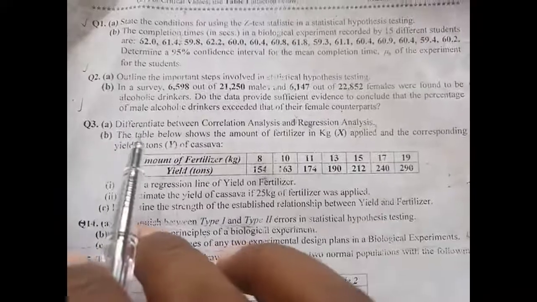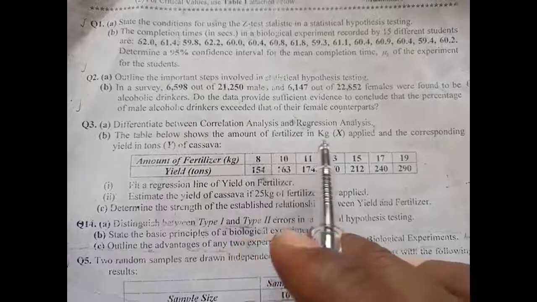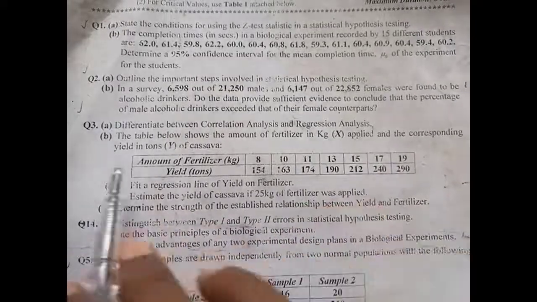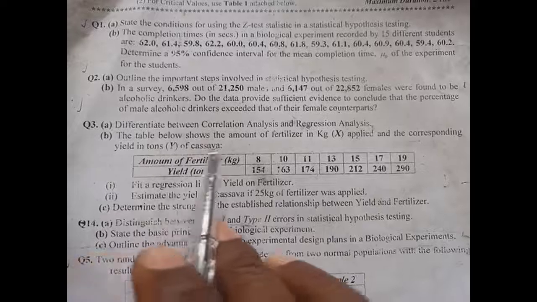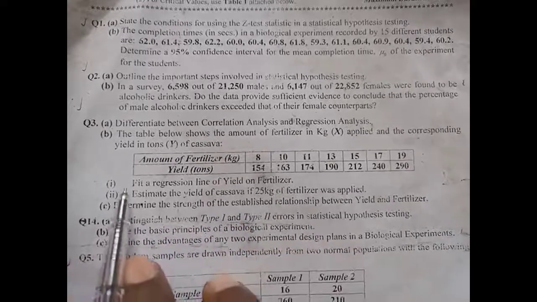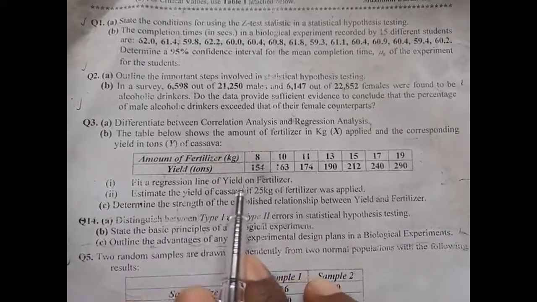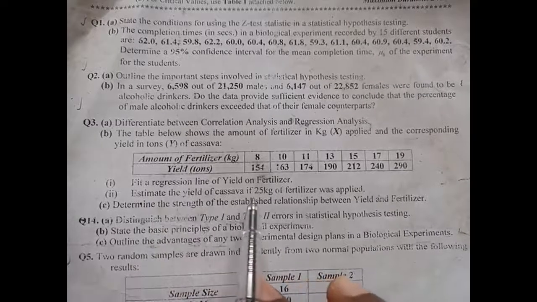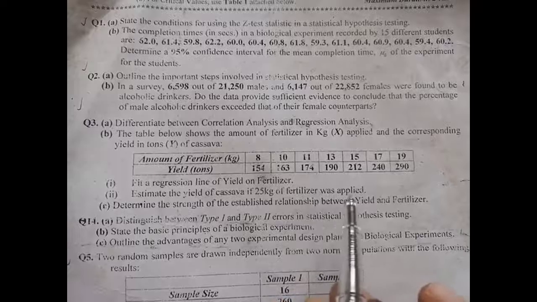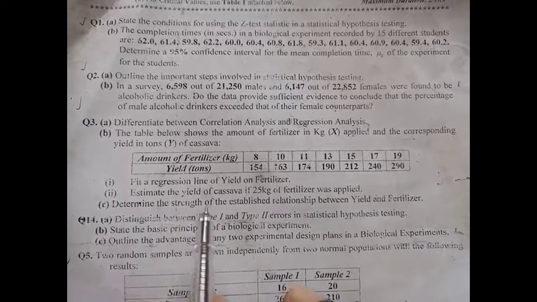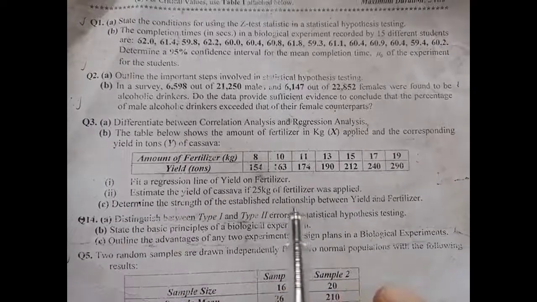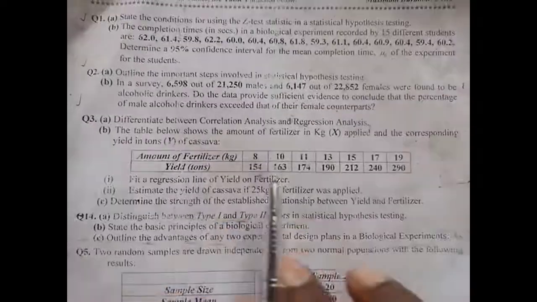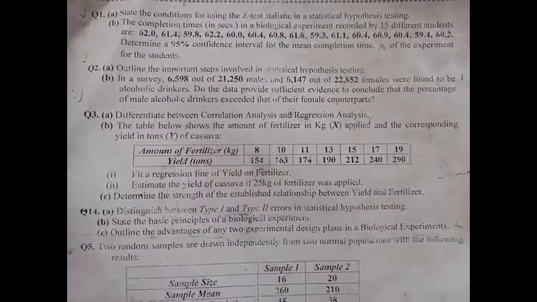3b says the table below shows the amount of fertilizer in kg, that's x, applied and the corresponding yield in tons, y, of cassava, that's this. It says fit a regression line of yield on fertilizer. Estimate the yield of cassava if 25 kg of fertilizer was applied. Determine the strength of the established relationship between the yield and fertilizer. We need to redraw this table, so I'm going to pause the video and redraw that.